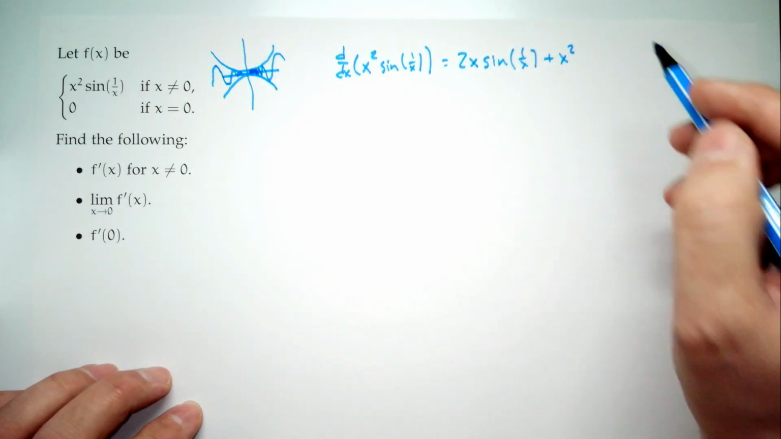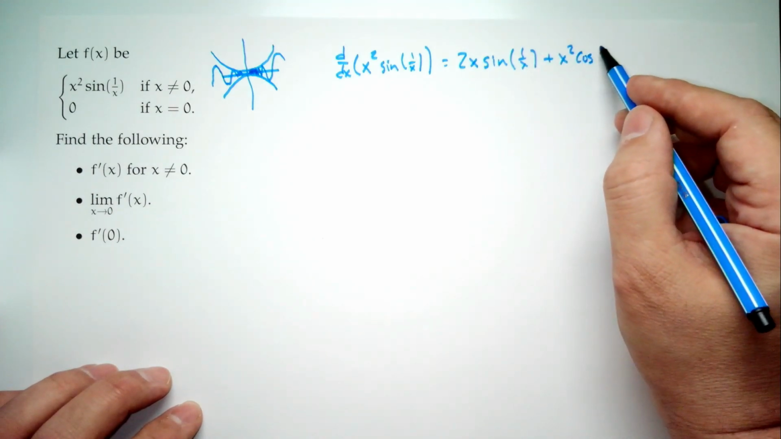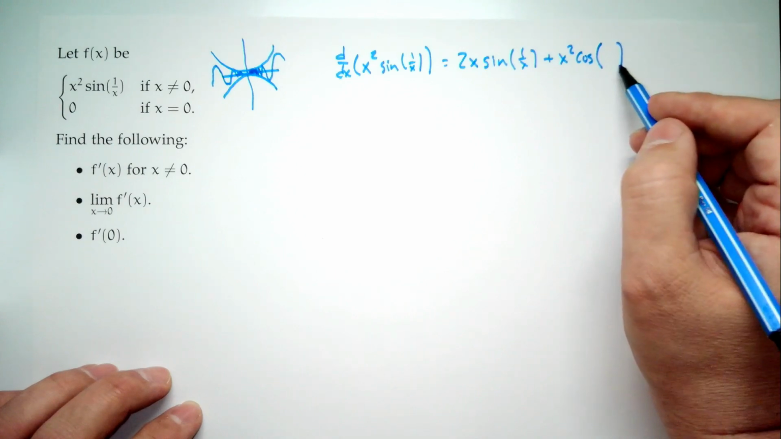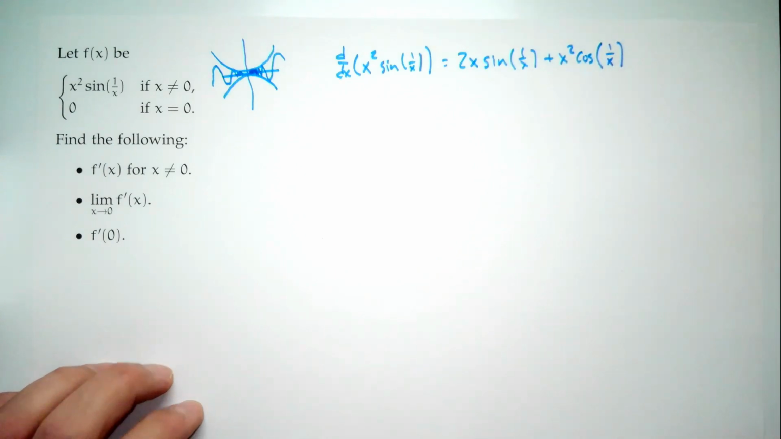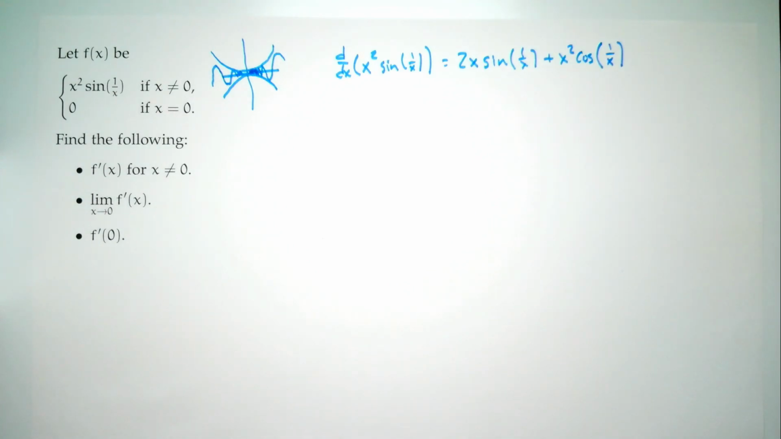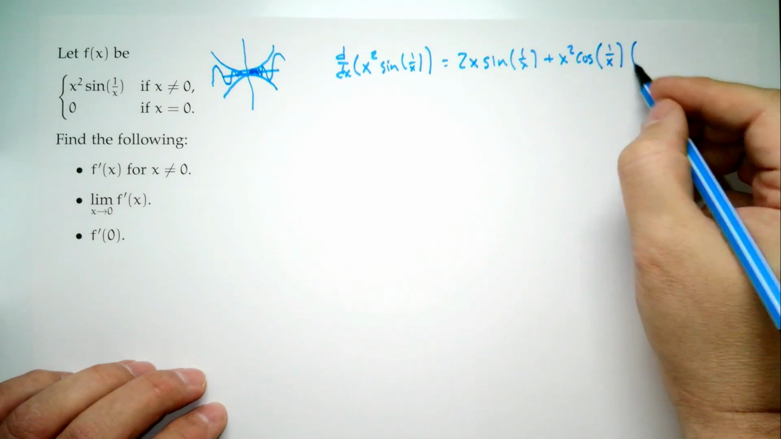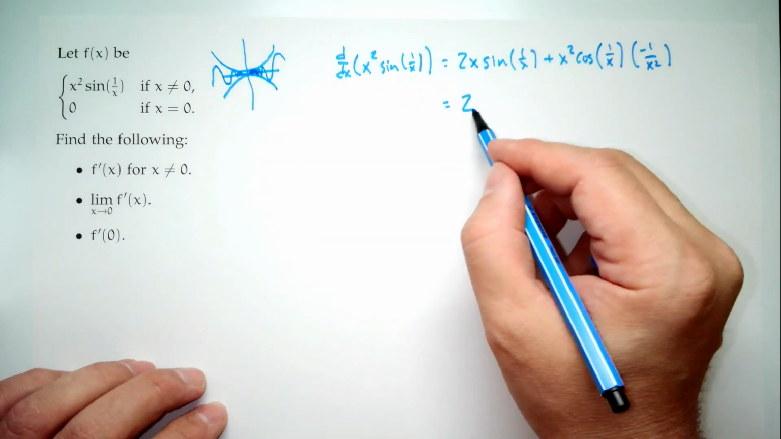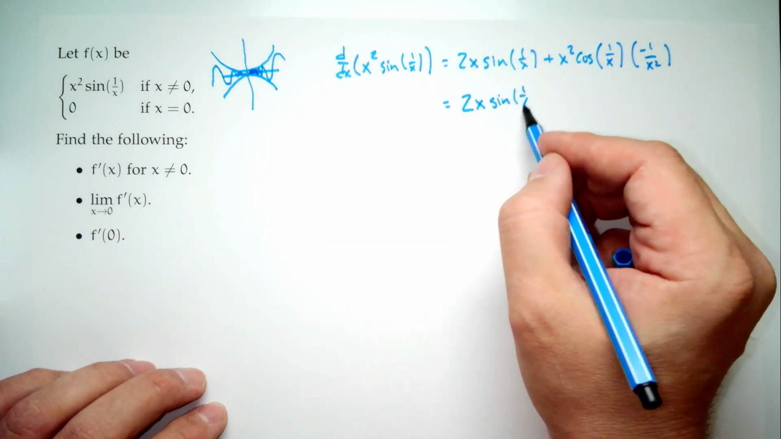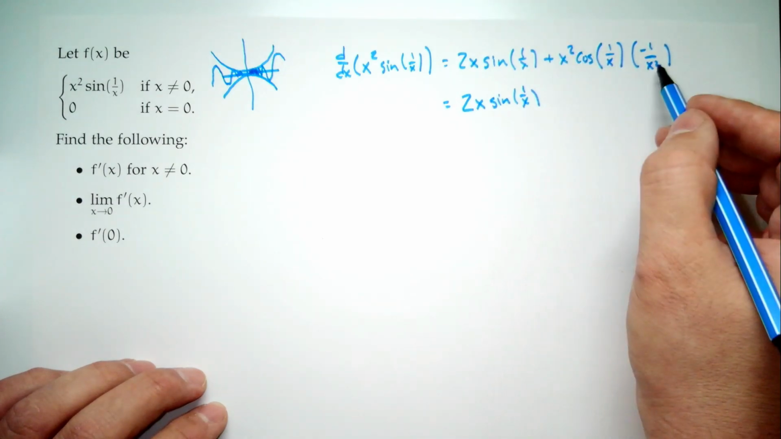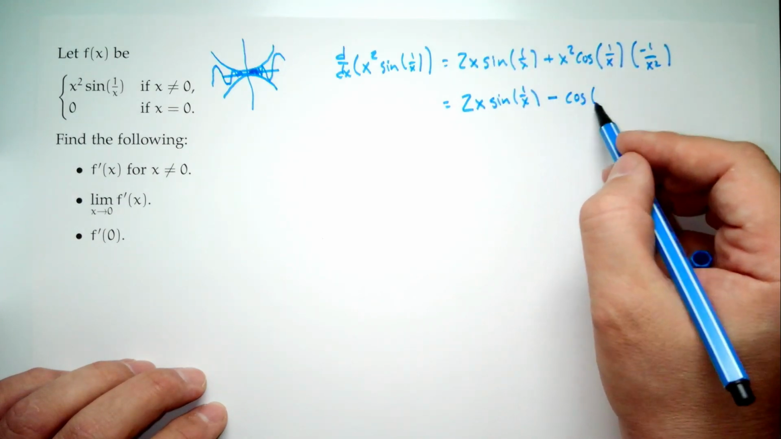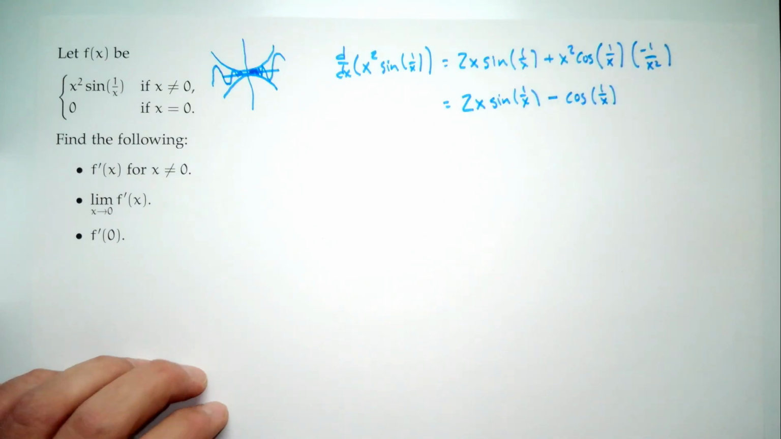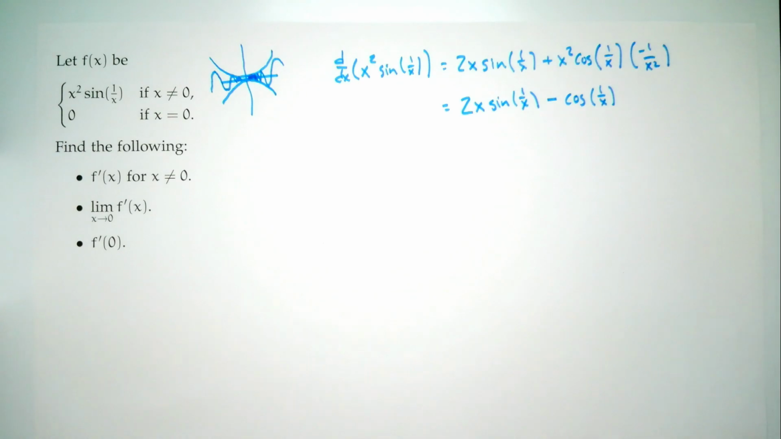The derivative of sine? Cosine. What do you plug into cosine? 1 over x. You leave the inside alone. And then the derivative of the inside. And 1 over x is x to the negative 1, so the derivative of that is negative 1 over x squared. If you clean it up just a little bit, you get 2x sine 1 over x, and here you see that the x squareds cancel, so you get a minus cosine of 1 over x. Okay, so that was the first point.